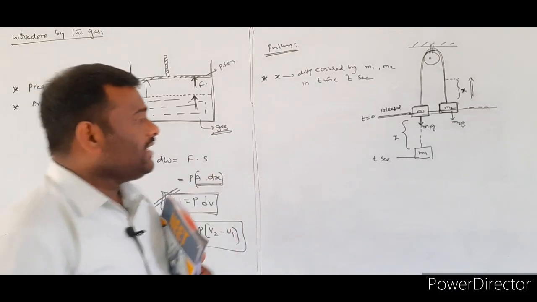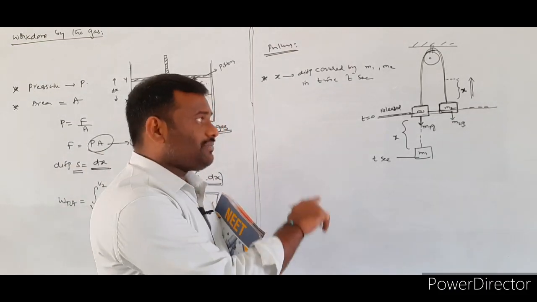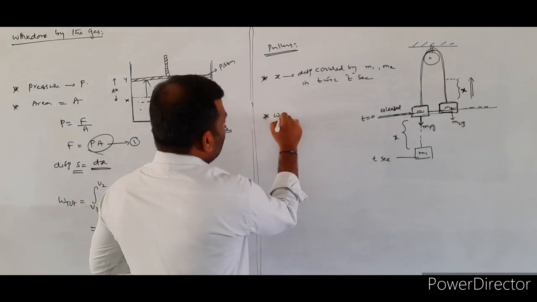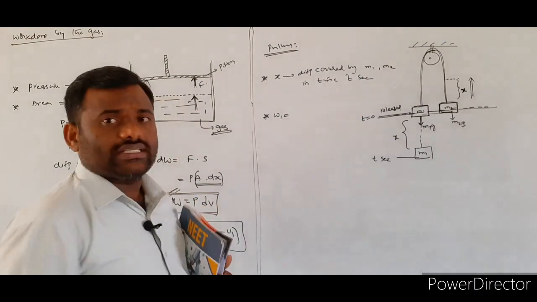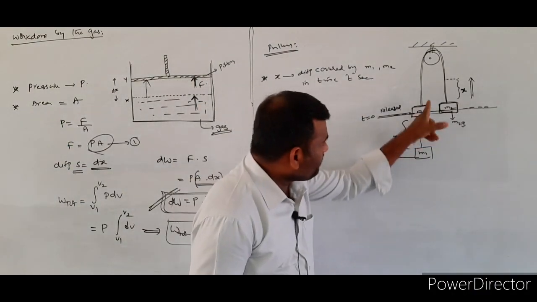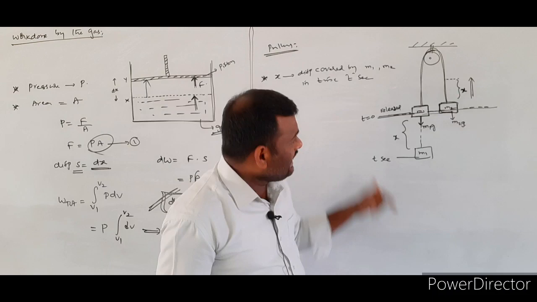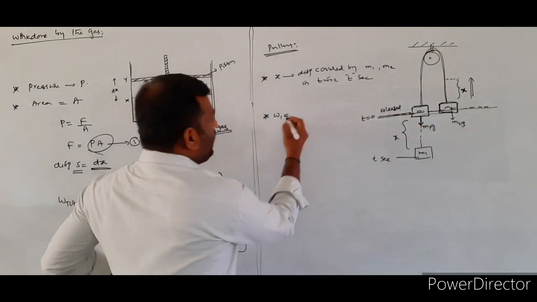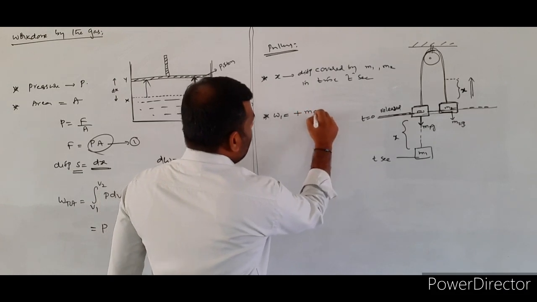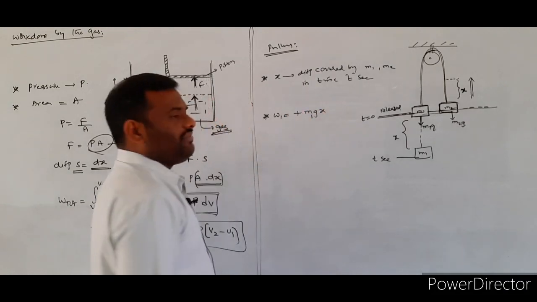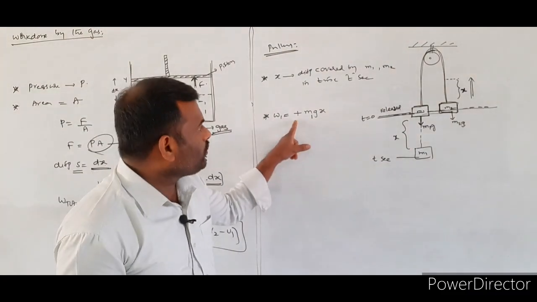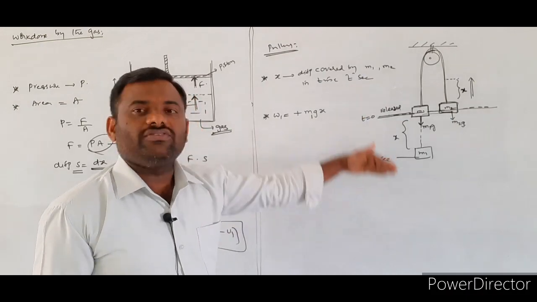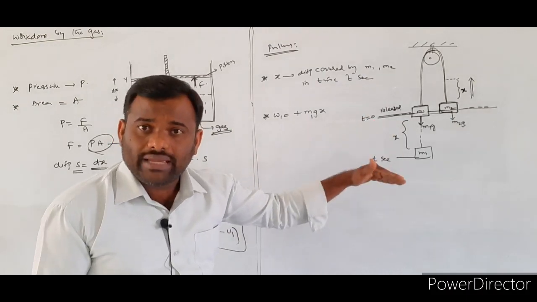I want to calculate the work done by the gravitational force for the first block as well as the second block. Gravitational force is acting in the downward direction for the first block, and the displacement is also in the downward direction. So the work done by the gravitational force for the first block is W1 equal to plus m1g into x. Plus indicates that both the force and the displacement are in the same downward direction.